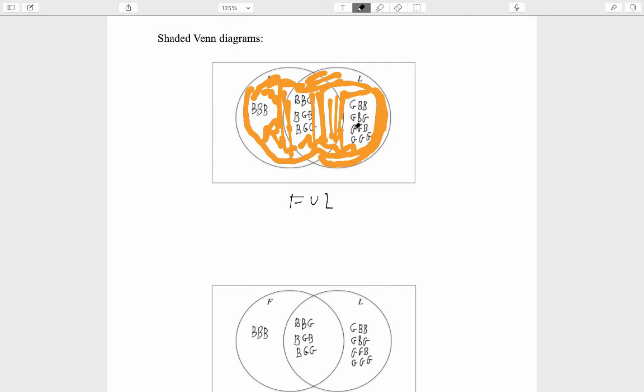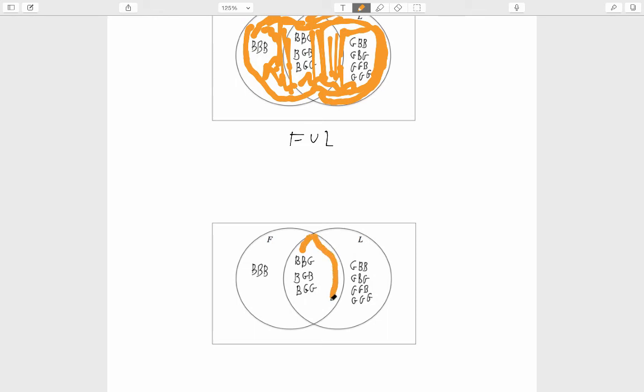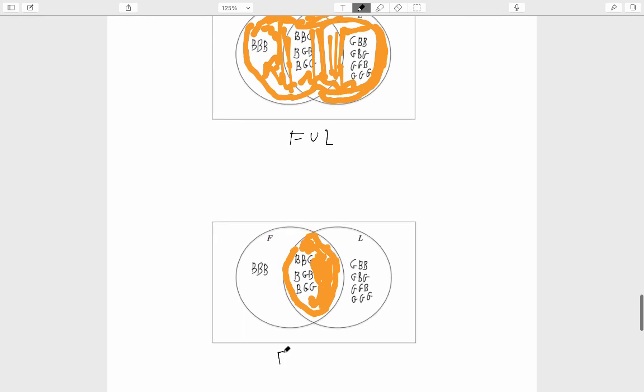So all the regions that are shaded, the outcomes in those regions are in the event F union L. For F intersect L, it's only this inner region here, this middle overlap region that is in the event and whose outcomes are contributing to the event, only those 3. So we shade the middle region and leave everything else blank to represent F intersect L.